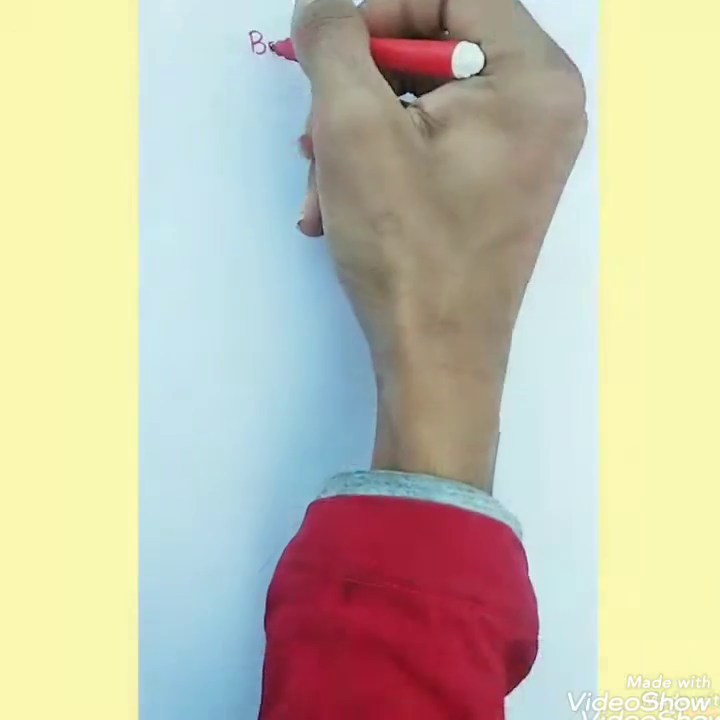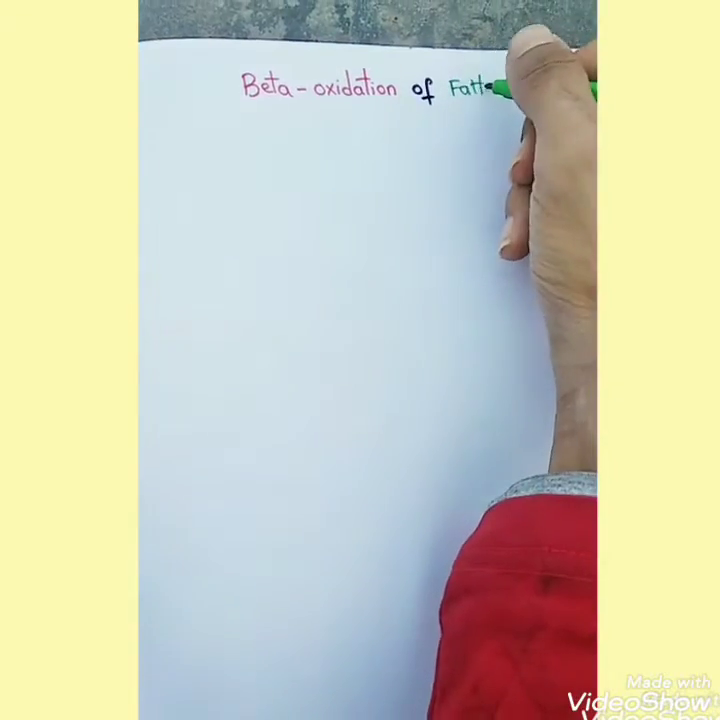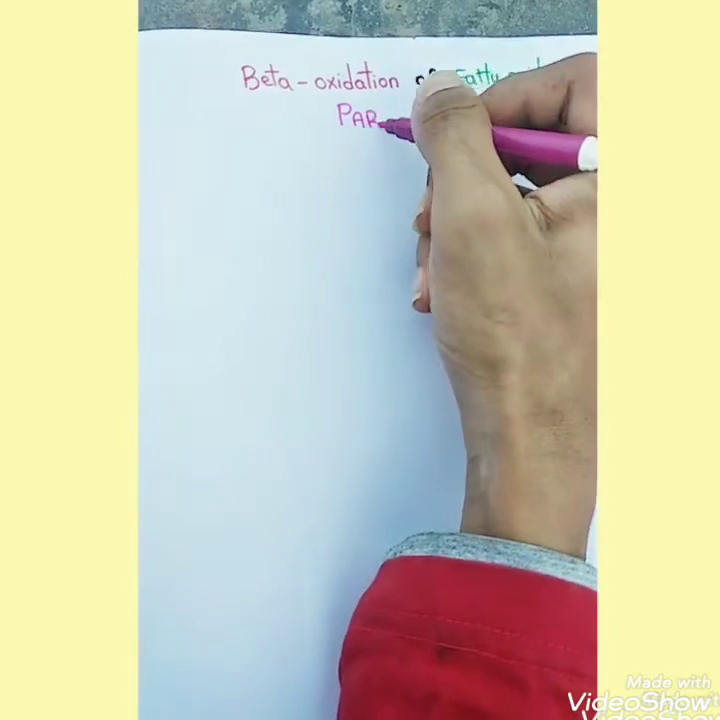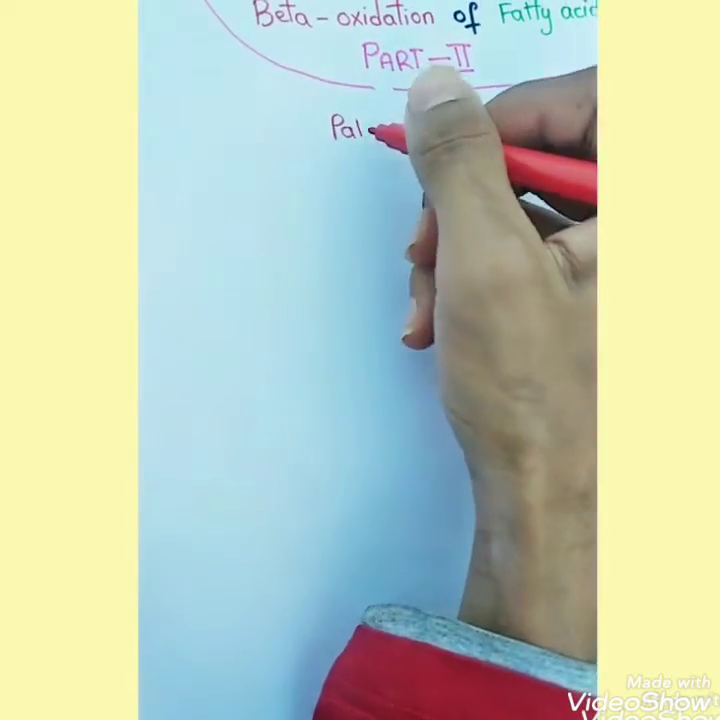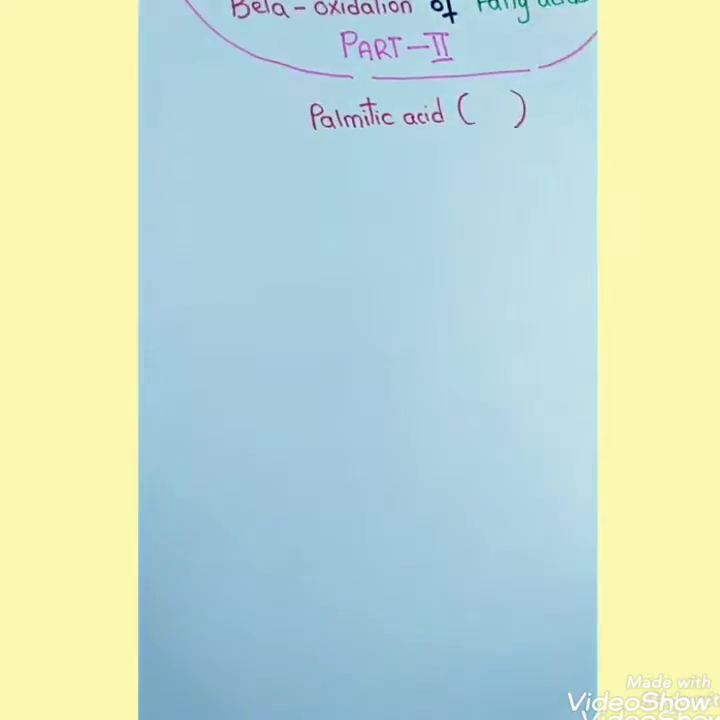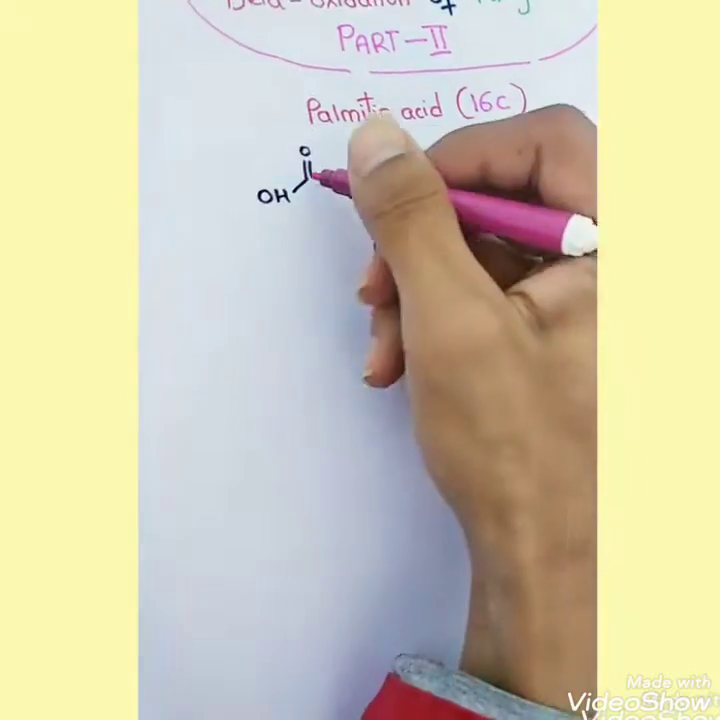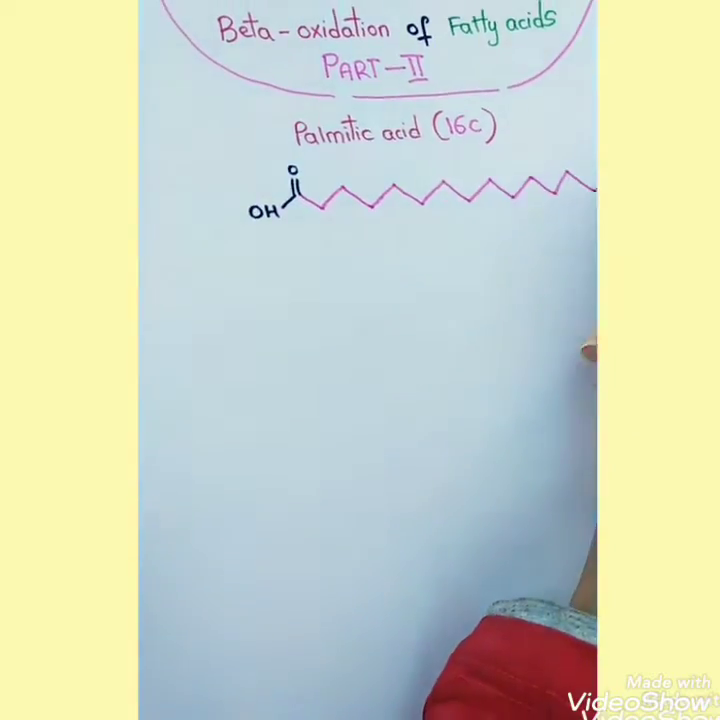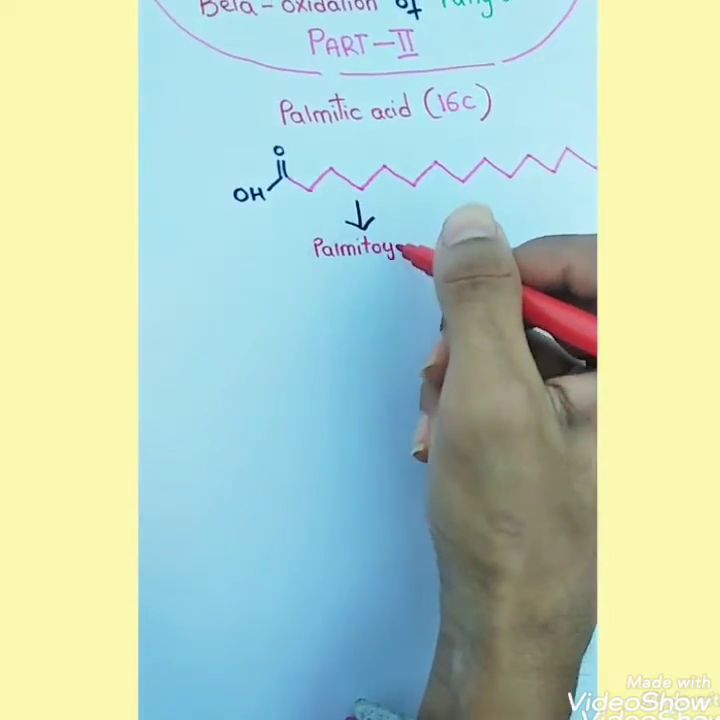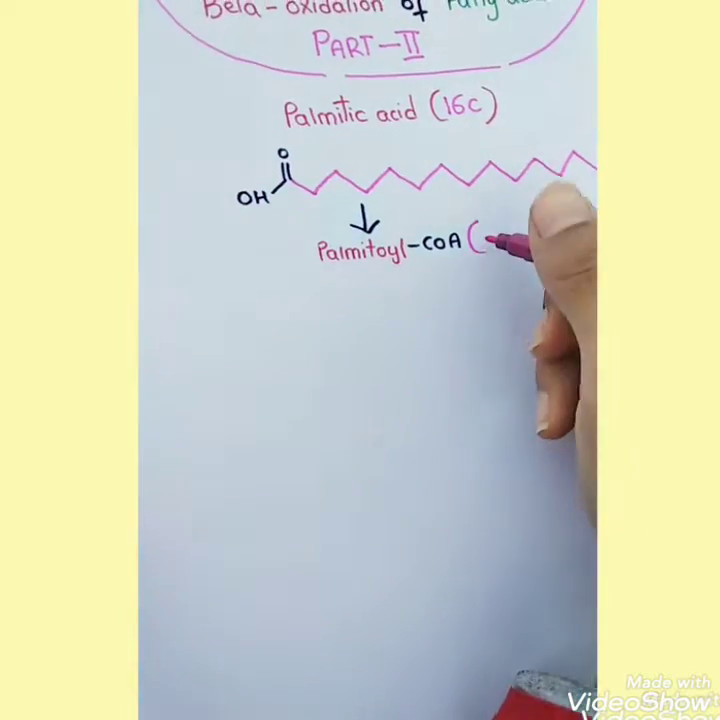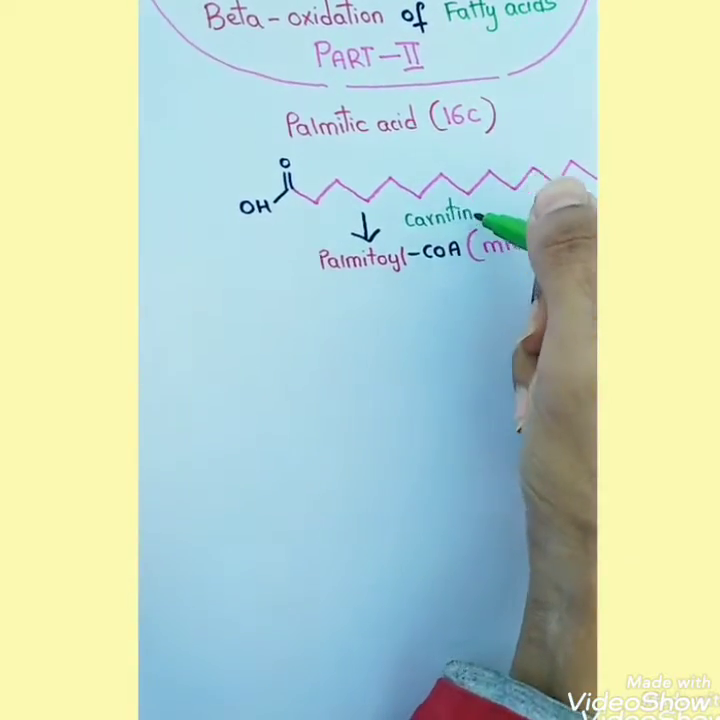Okay. In this second video of the beta-oxidation, we will see how a 16-carbon fatty acid is broken down into its simple forms. In the previous video, we have seen that palmitic acid, a 16-carbon saturated fatty acid without any double bond, has been brought to the target cell by the blood circulation, converted into palmitoyl-CoA, and then brought to the mitochondrial matrix by the carnitine transport system.